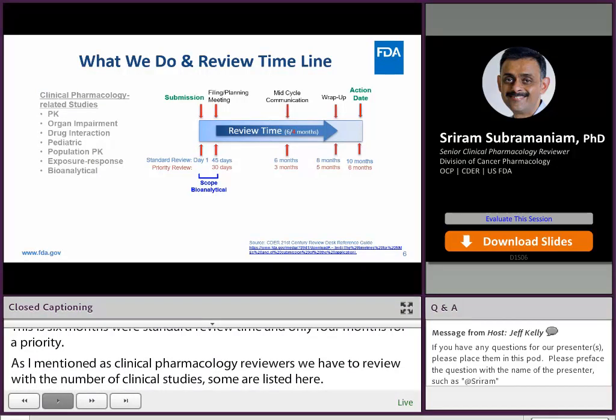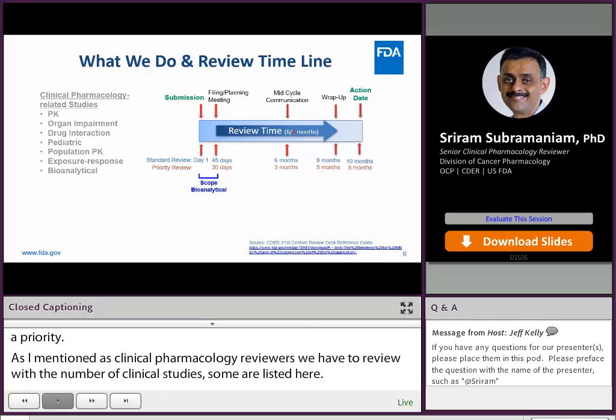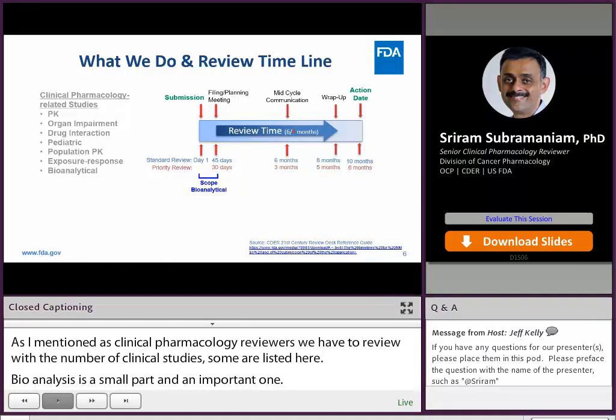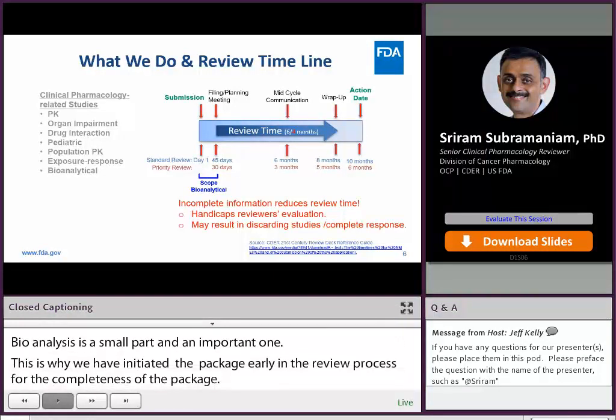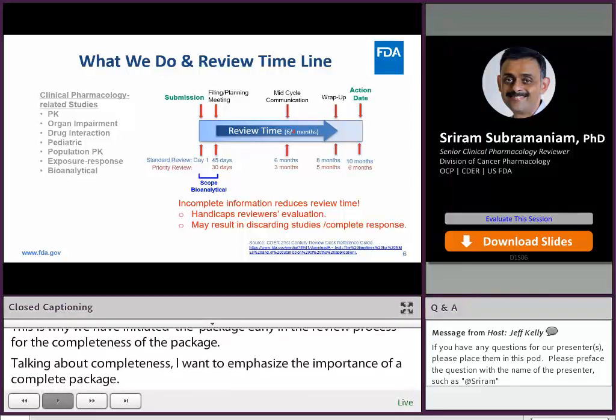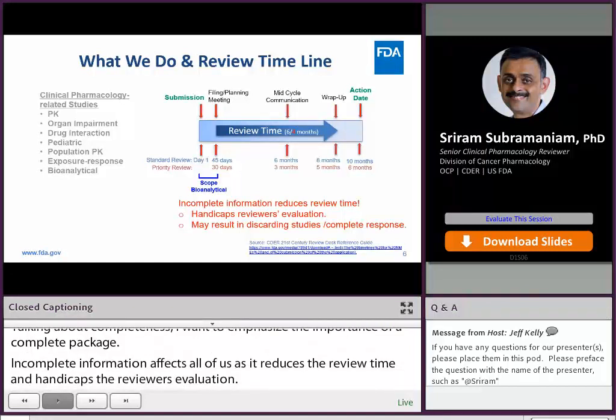We realize this, and this is why we have an initiative now to scope the bioanalytical package early in the review process for the completeness of the package. Talking about completeness, I want to emphasize the importance of a complete package. Incomplete information affects all of us, as it reduces review time and handicaps reviewers' evaluation. It puts the reviewers in an awkward position to make decisions with incomplete information, and sometimes this can have disastrous results, as listed in the slide here.